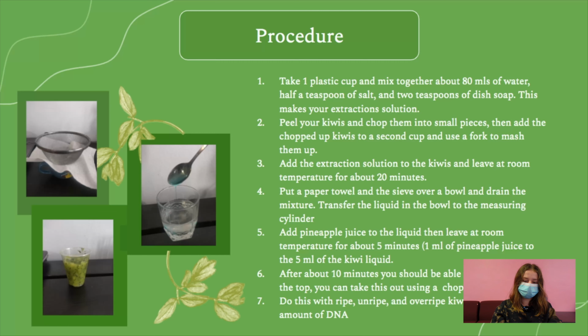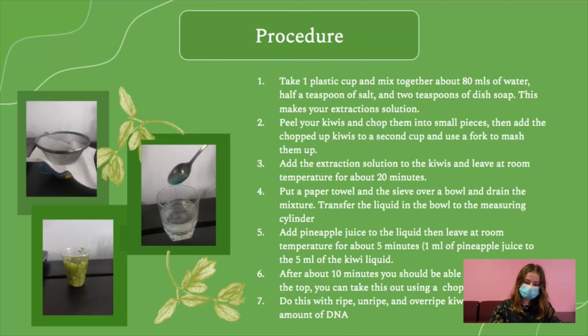a teaspoon of salt, and 2 teaspoons of dish soap. This makes your extraction solution. Next, you peel your kiwis and chop them into small pieces, then add the chopped up kiwis to a second cup and use a fork to mash them up. Then you add the extraction solution to the kiwis and leave at room temperature for about 20 minutes.